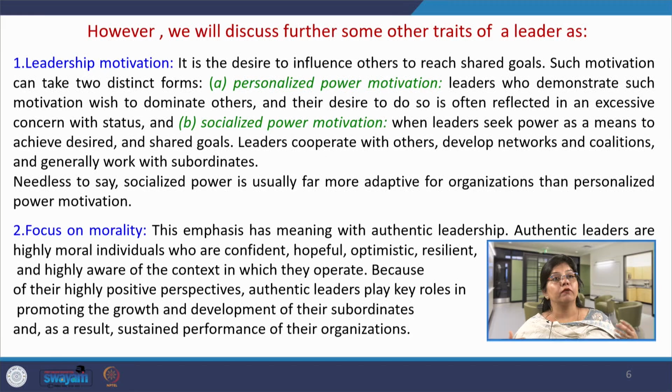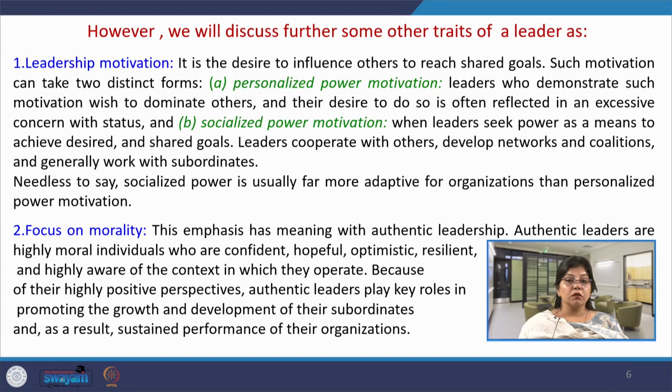Coalitions means a kind of collaboration with the other members of the group, with the subordinates, in order to meet the organizational goal. But definitely socialized power is usually a far more adaptive approach for organizations than personalized power motivation. The meaning of these two kinds of motivation implies which one is more effective, whether it is personalized power or socialized power motivation. So, any individual would be comfortable to work under the socialized power motivation of an individual.